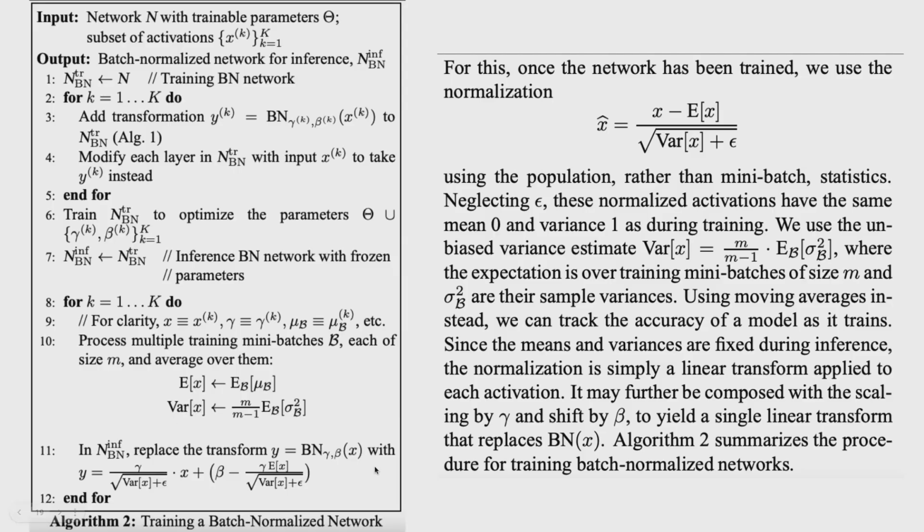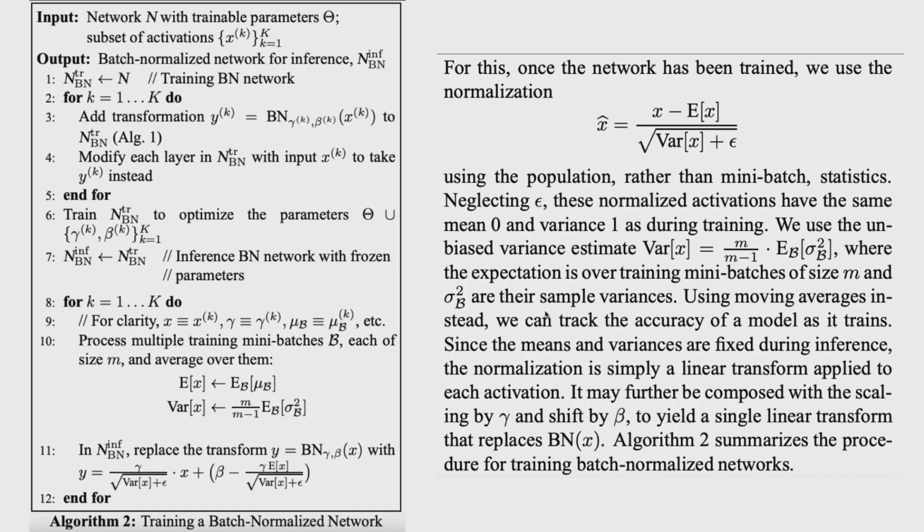And then we do two things. We do the normalization and we do the linear transformation together. We'll look at that math in a second. But just going back here, once the network has been trained, we use the normalization shown here using the population rather than the mini-batch statistics. Population meaning the average of all of the mini-batch statistics.